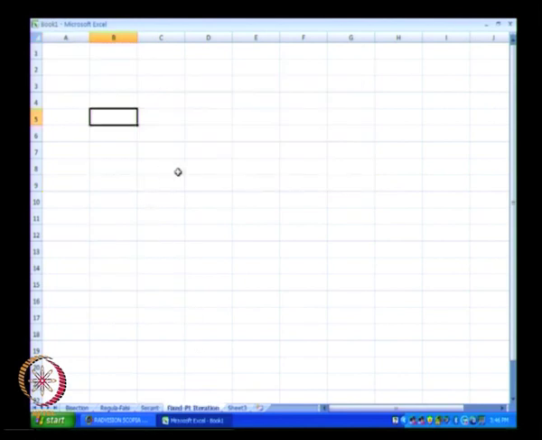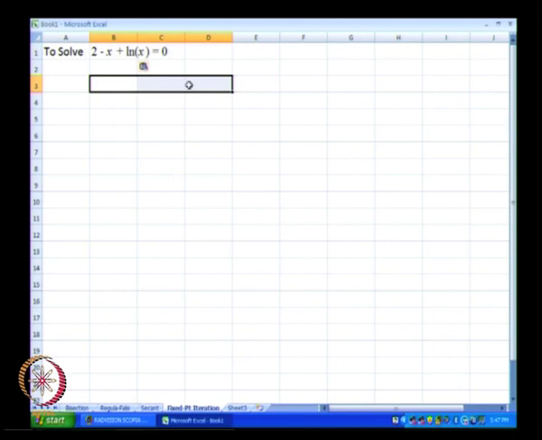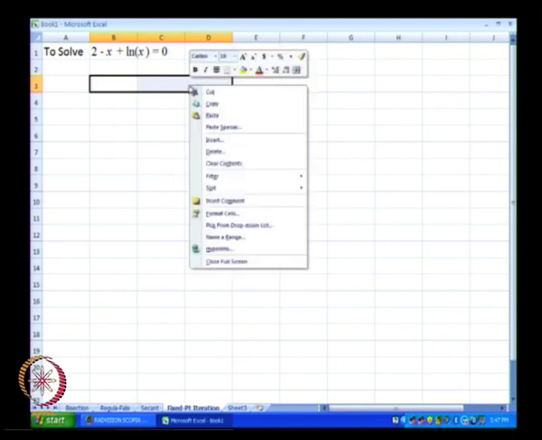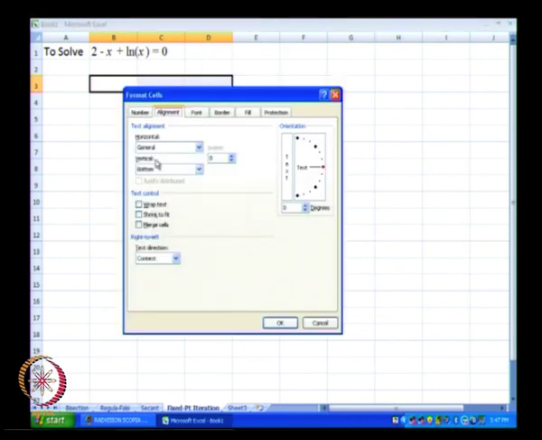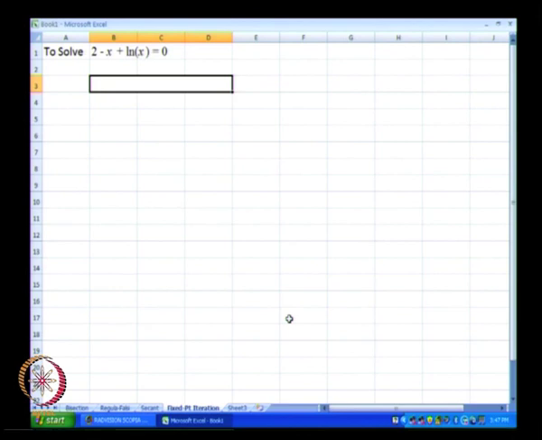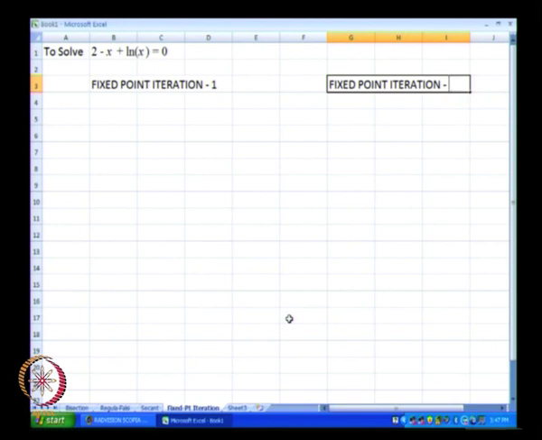Okay, so we will just copy this. This is the problem that we are interested in solving, and we will solve it in two different ways. I will call those two ways fixed point iteration 1 and fixed point iteration 2. So we will format the cells and merge the cells, and we have fixed point iteration 1. Copy this and call this fixed point iteration number 2.